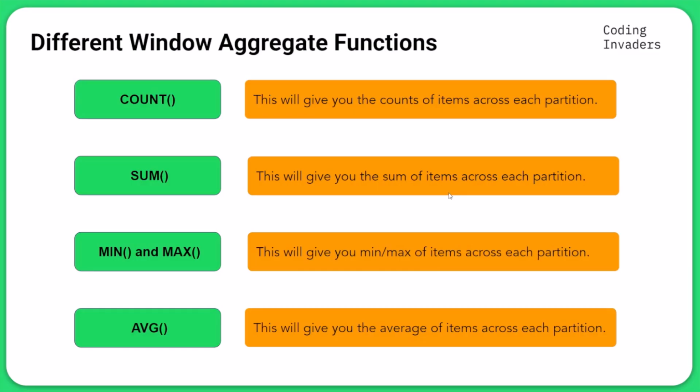Alright, now let's summarize what we learned within this session. We looked at different window aggregate functions. There was count, which gave us the count of items across each partition. Then we looked at sum, which gave us the sum of items across each partition. Then we looked at min and max, which we used to find the range. It again works across the items in each partition. Similar is average, which gives us the average of items across each partition.